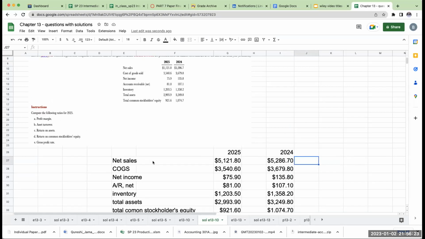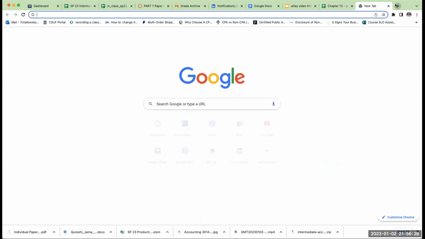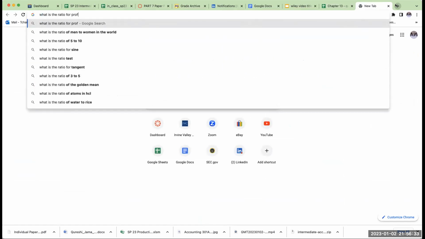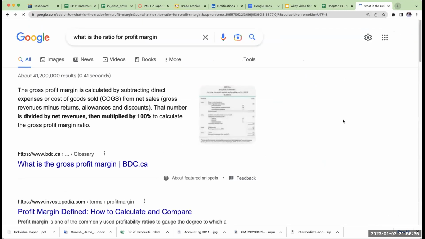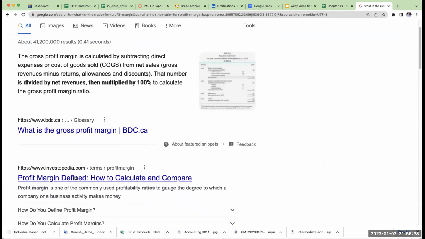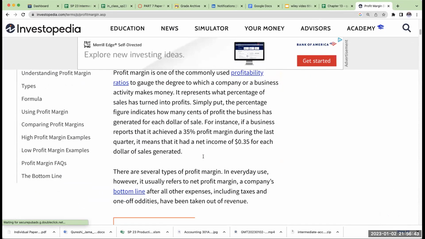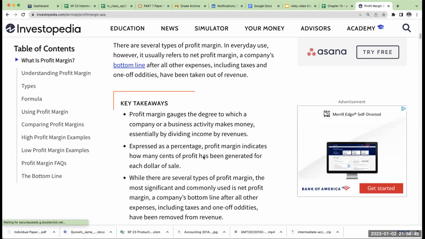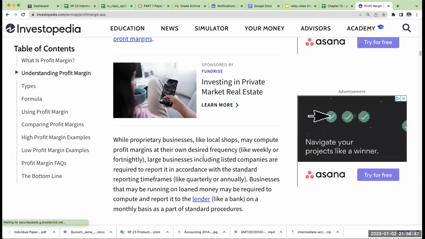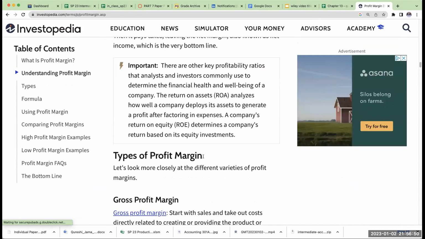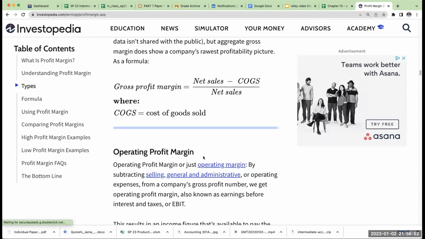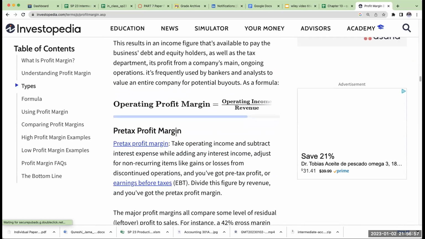So the first one they're asking us to do here is profit margin. Okay, so let's ask Google, what is the ratio for profit margin? And then let's take a look at this. Profit margin defined. Thank you, Investopedia. Let's see here. And what's the ratio? Okay, so over here, this is gross profit margin, and then they have a bunch of different ones.